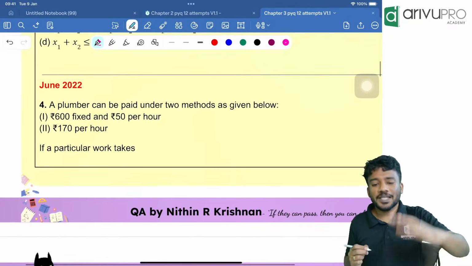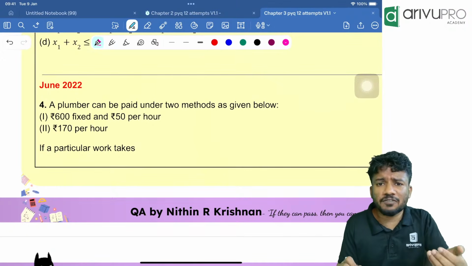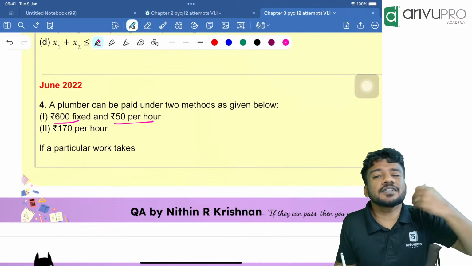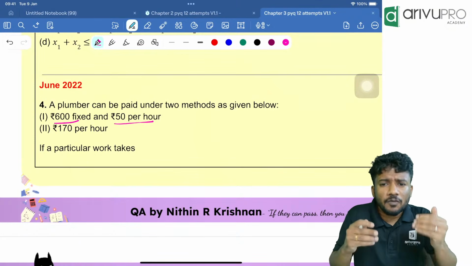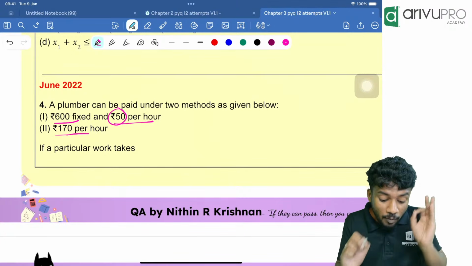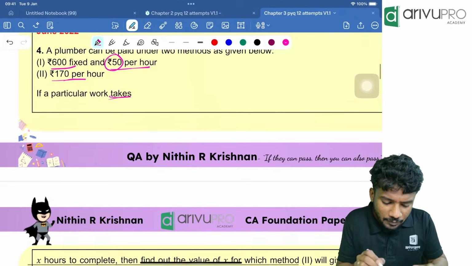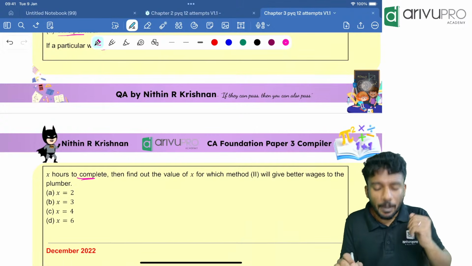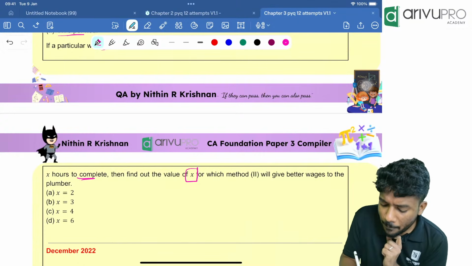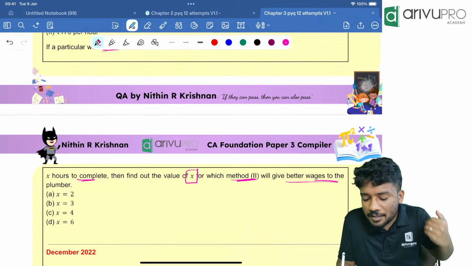Next question, June 2022. A plumber can be paid under two methods, which are given below. 600 fixed and 50 per hour. That means 600 rupees will be paid as a fixed money, and for every hour he will be paid 50 rupees. Then, the second option is 170 per hour. That means the hourly rate is 170 per hour. If a particular work takes X hours to complete, then find out the value of X for which method 2, the hourly rate work, will give better wages to the plumber.